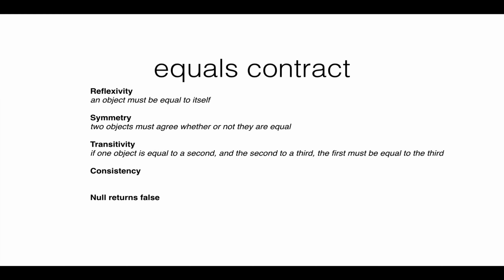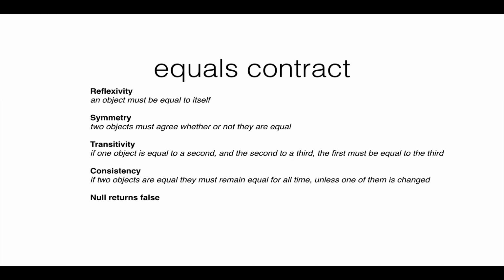Our next condition is transitivity. If one object is equal to a second and the second is equal to a third, then the first must be equal to the third again. This rule sounds much more complicated than it actually is. If object A is equal to object B and object B is equal to object C, they should all be equal to each other, so that C is also equal to A.